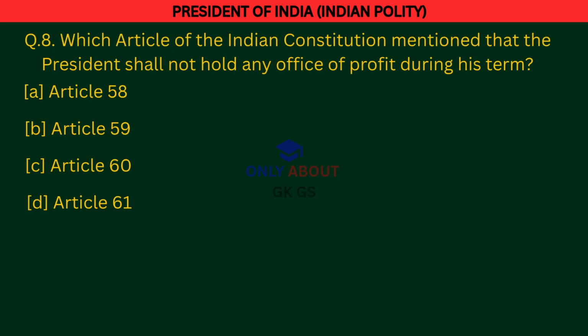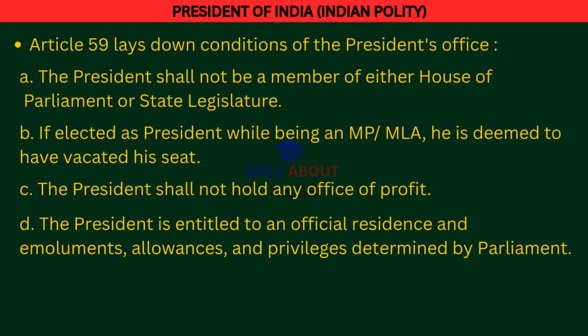Next question. Which article of the Indian Constitution mentions that the President shall not hold any office of profit during his term? Correct answer, Article 59. Article 59 lays down conditions of the President's office.